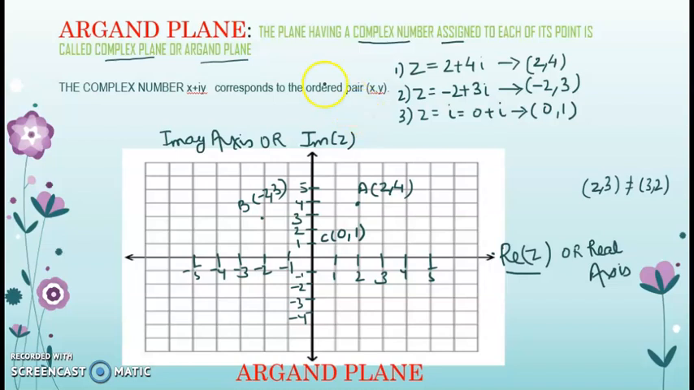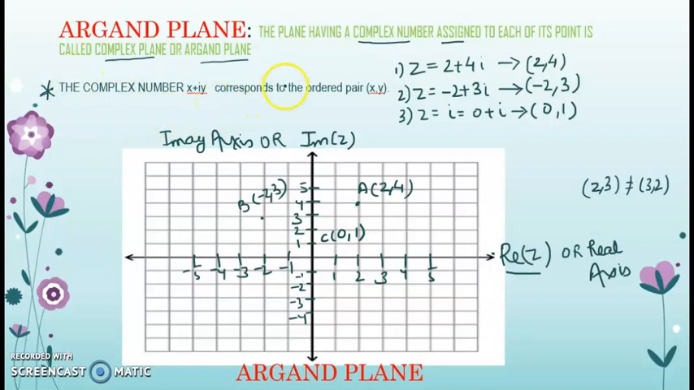Okay, so I'm repeating again. First, what is Argand plane? The difference between Argand plane and your xy plane is that the x-axis becomes the real axis and y-axis becomes the imaginary axis in Argand plane. Clear? So what is Argand plane? The plane having a complex number assigned to each of its points is called complex plane or Argand plane. Clear? The complex number x plus iy corresponds to the ordered pair. This is very important, students, okay, because if you don't know this, then you cannot plot.